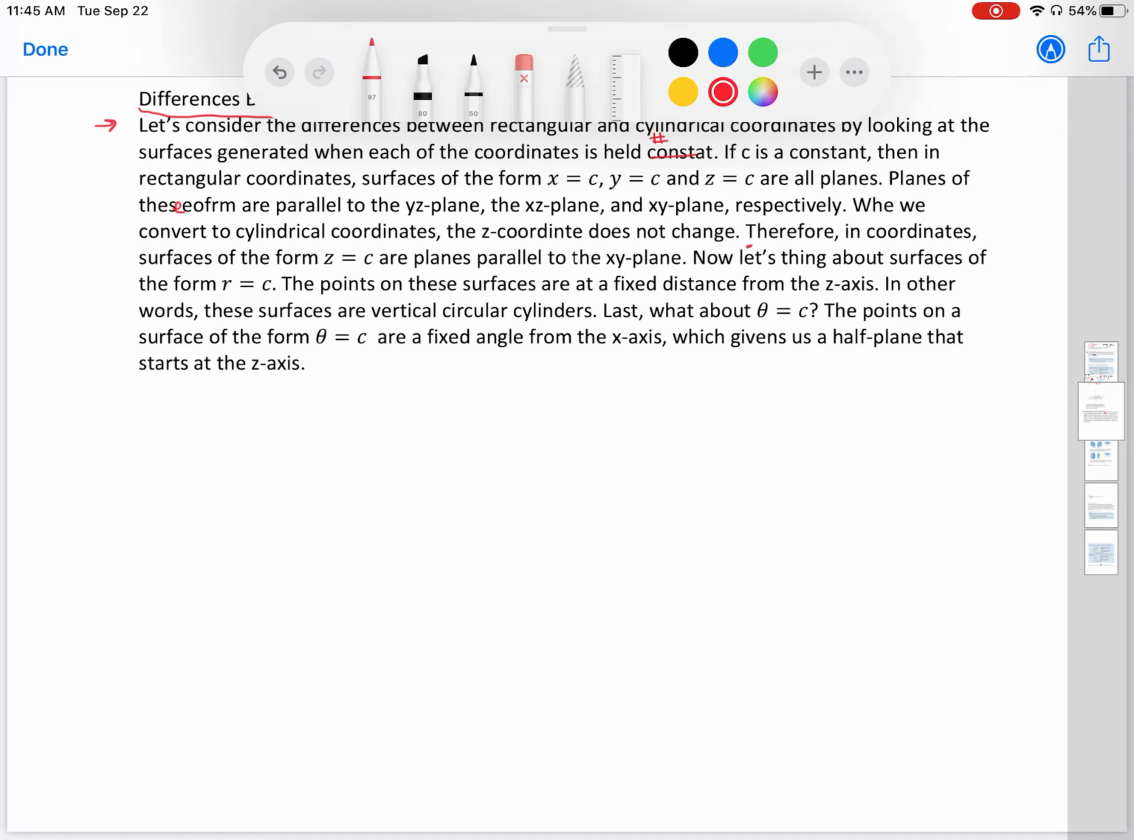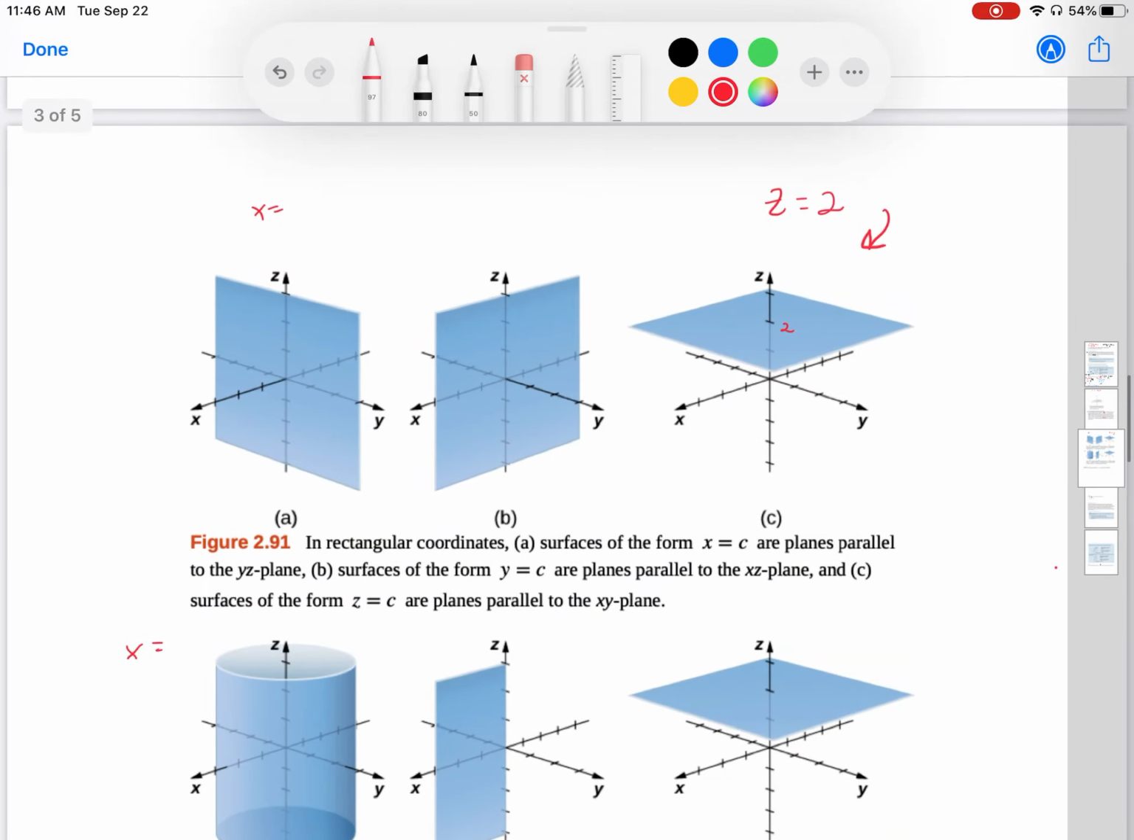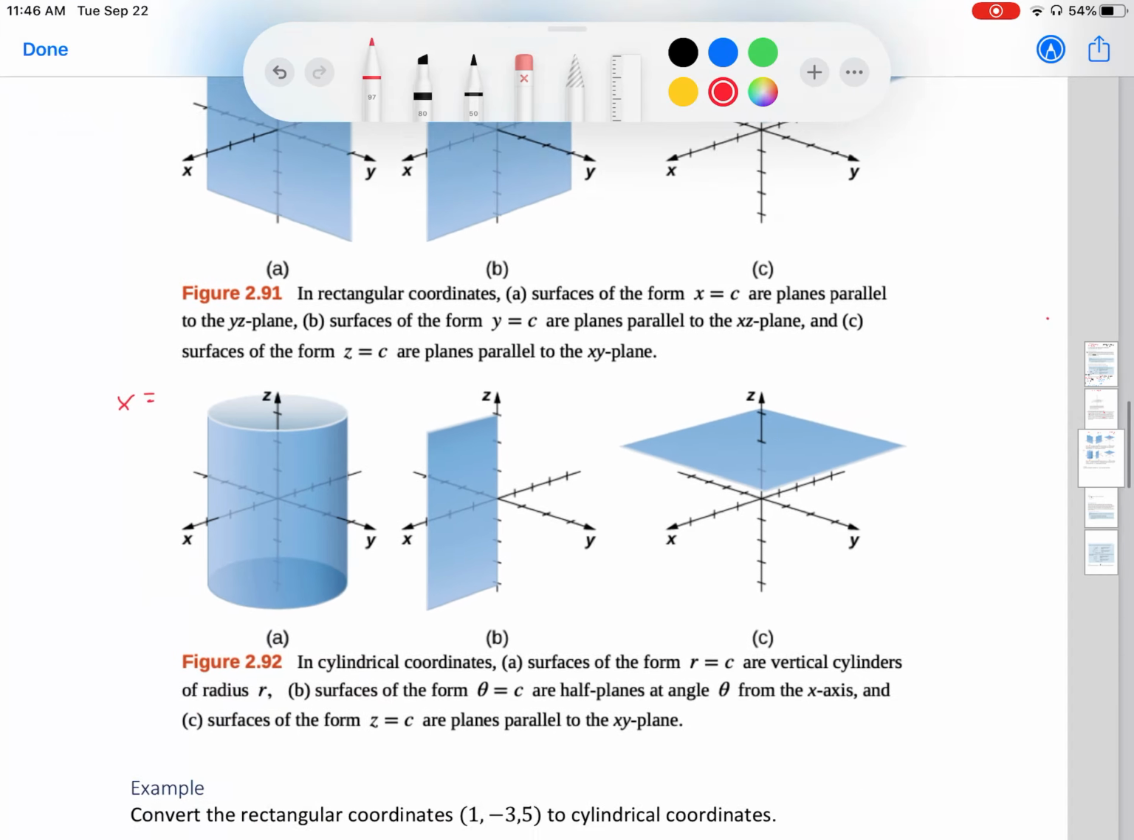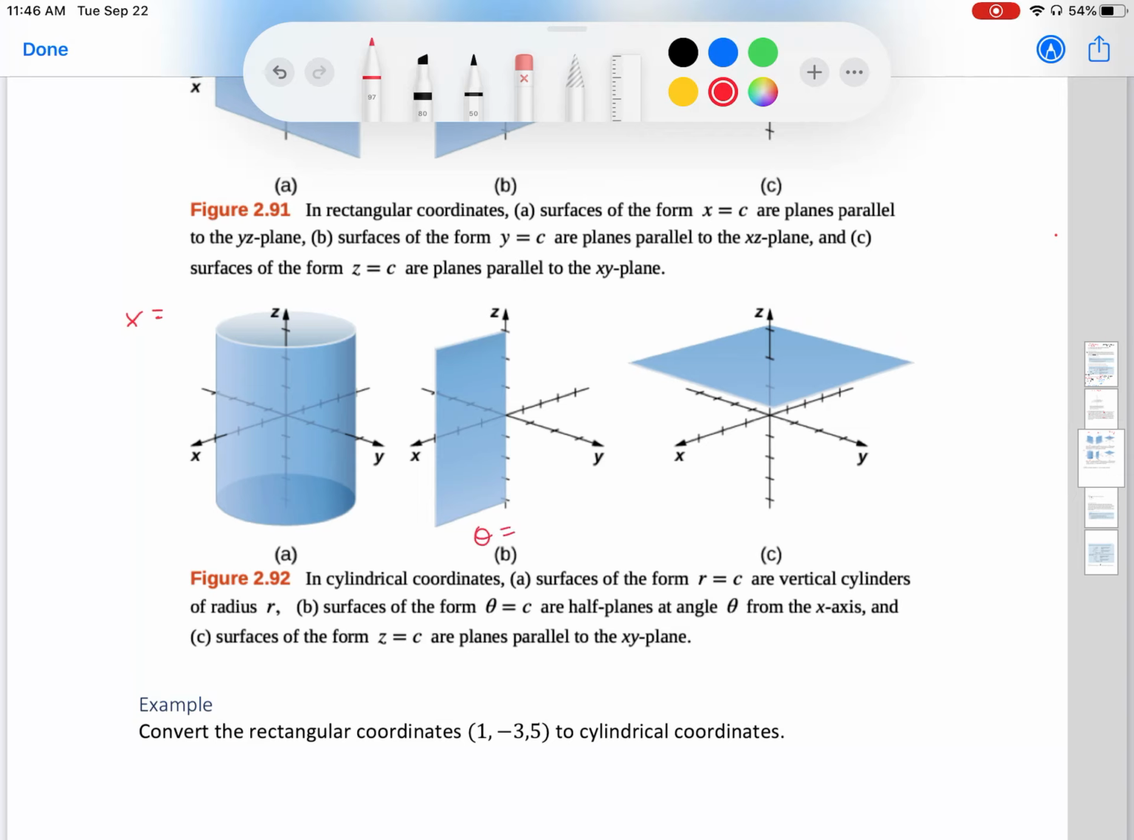Now let's consider, lastly, what about theta equals c? Theta equals a constant. The points on the surface of the form theta equals c are at a fixed angle from the x-axis, which gives us a half plane that starts at the z-axis. In the rectangular coordinate system, we have this graph, which would be y equals some number. But in the cylindrical system, if I have theta equals a number, it gives us a half plane cutting at the z-axis.